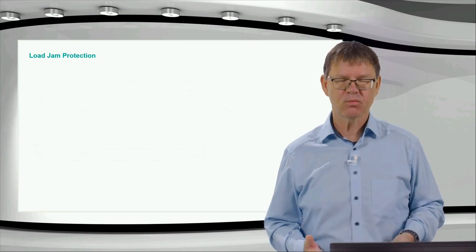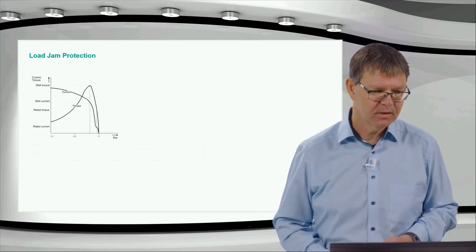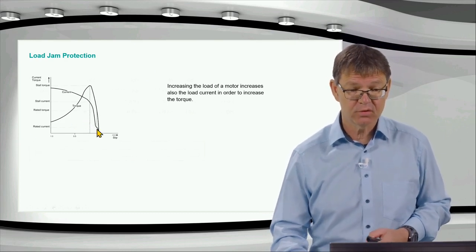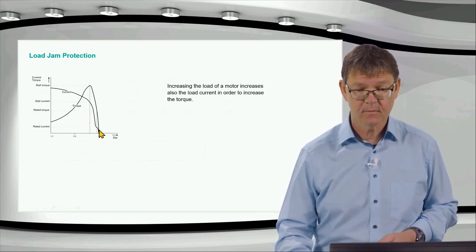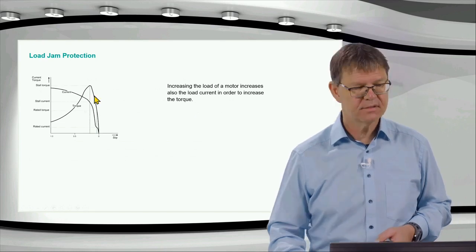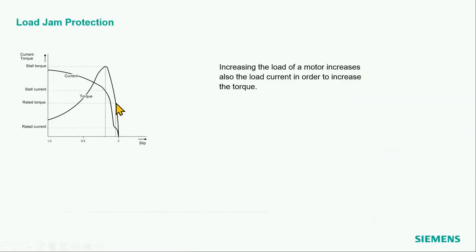Okay, it's one function. Basically, if the load of the motor increases, the torque also increases, as we see here, and the current increases. So when we have our nominal working point, and then I get a stronger load or something gets jammed, blocked, then the slip will go up, so the speed of the motor will go down, the torque will go up, and together with that also the current will go up.